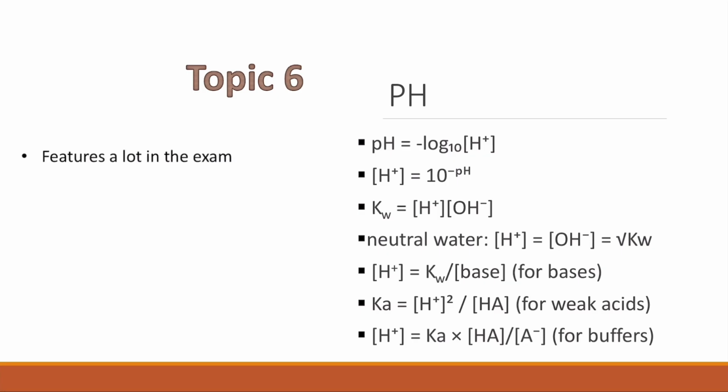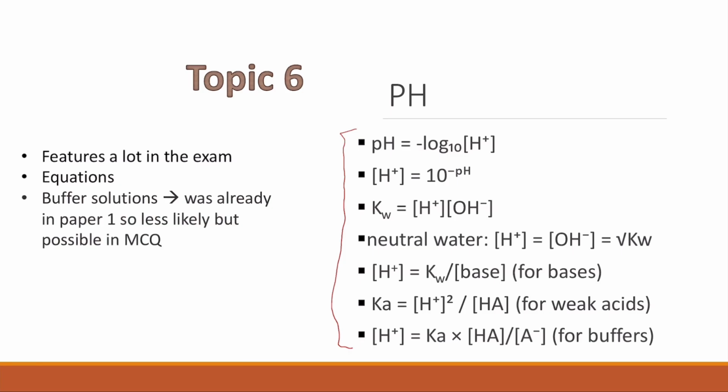Then the pH, so it comes a lot in the exam in paper 3, mainly in the multiple choice questions. You need just to go over the main equations, so make sure that you know the different equations, because you're going to use them in one or two of the questions. Buffer solutions was already in paper 1, so it's less likely in paper 3. And pH curves as well was in paper 1 this year. And also there was a long question about pH curves in last year's exam paper 3. So it's quite less likely in paper 3 this year.